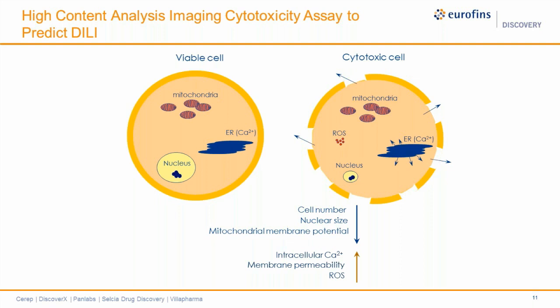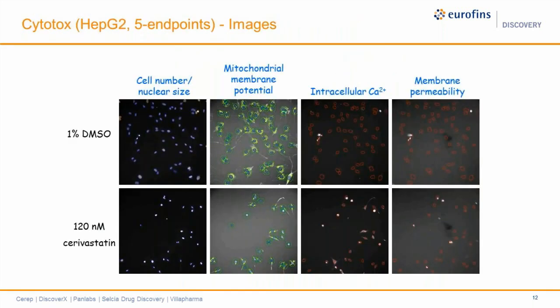and ultimately DILI. We offer a high-content imaging cytotoxicity panel in HepG2 cells, which measures 5 endpoints simultaneously in individual cells. In this assay, cell viability, nuclear size, mitochondrial function, intracellular free calcium, and cell membrane integrity are visualized by the staining of different fluorescent dyes. As we show here, the top panel of the images were taken from HepG2 cells that were treated with vehicle control.